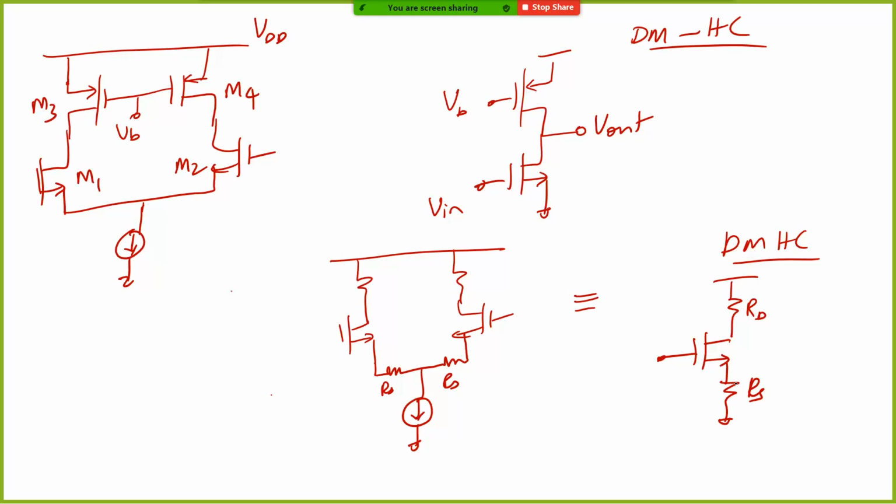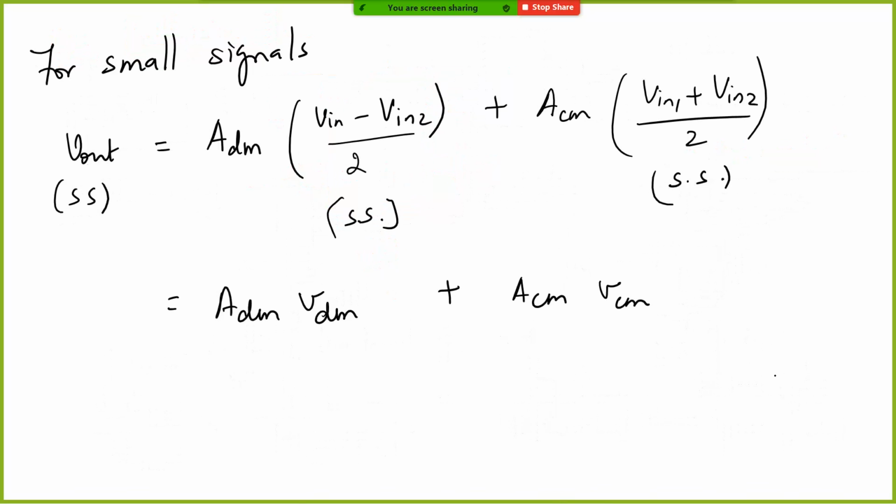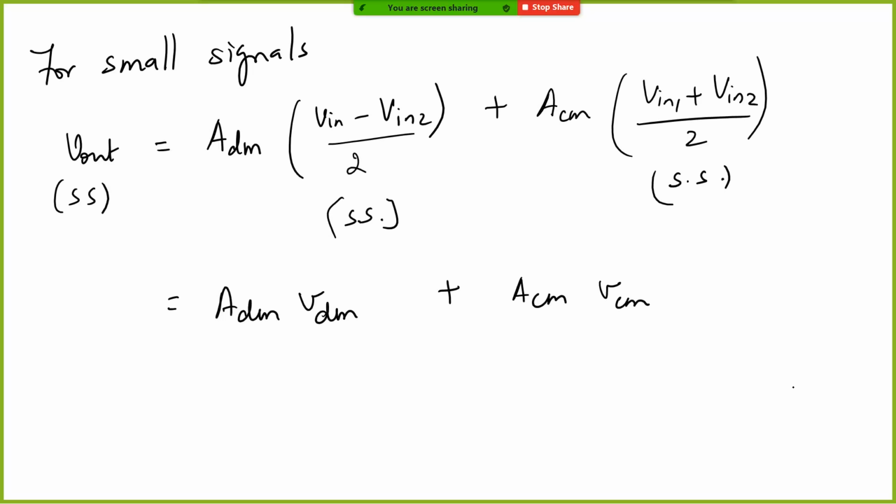through this half circuit. Half circuit is the safest way. You can go through this and look at it. Basically you can say that ADM times VDM is your differential mode gain, and ACM times VCM, where ACM is the common mode gain, and you get the output. Now your actual output will be this plus V out common mode. Your actual V out can be written as V out common mode plus ADM times VDM.